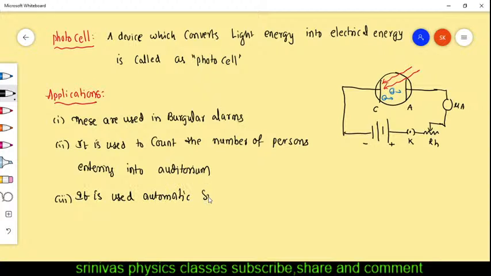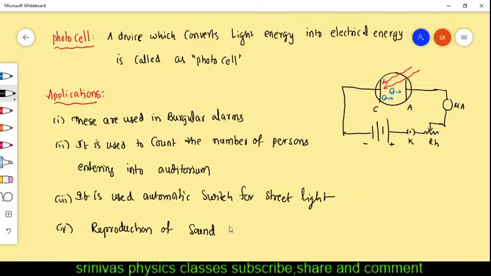Next, it is used as an automatic switch for street lights. And it is also used in the reproduction of sound, in producing special sound in cinematography. These are the applications of the photocell. Now we will discuss a few problems.